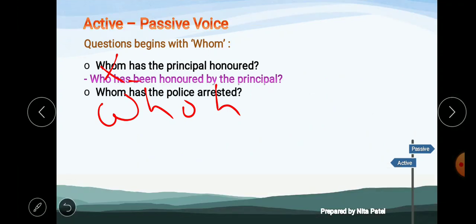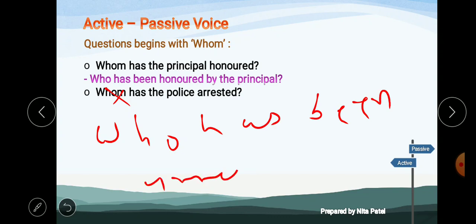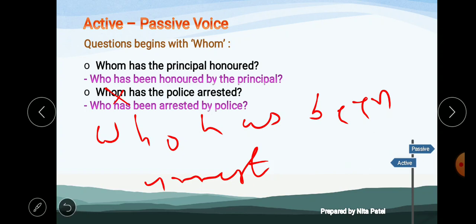Whom has the police arrested? So again we'll cut this whom. In place of it what will we write? Who. Now the object is not here, so who has been, because it is the to be form. Who has been arrested by the police. Who has been arrested by the police.